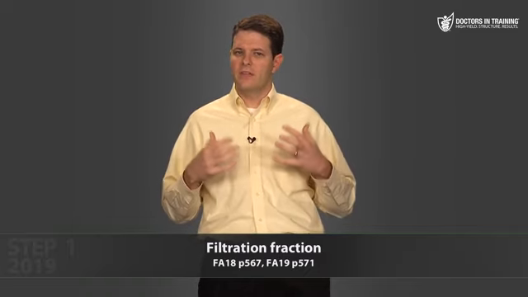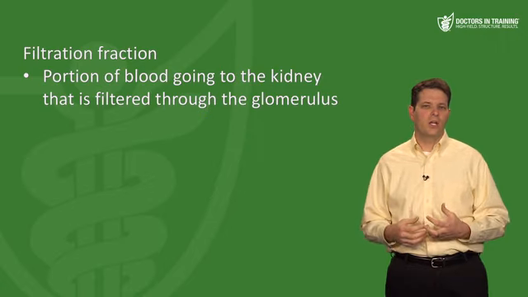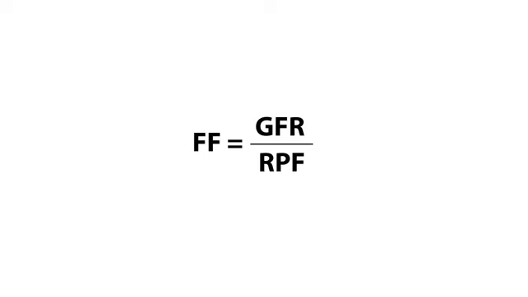Like I said, not everything that goes to the kidneys is filtered by the glomerulus. The filtration fraction is the portion of blood going to the kidney that's filtered through the glomerulus. So the equation for filtration fraction is GFR divided by the renal plasma flow rate. That's another equation you need to know. GFR over renal plasma flow.